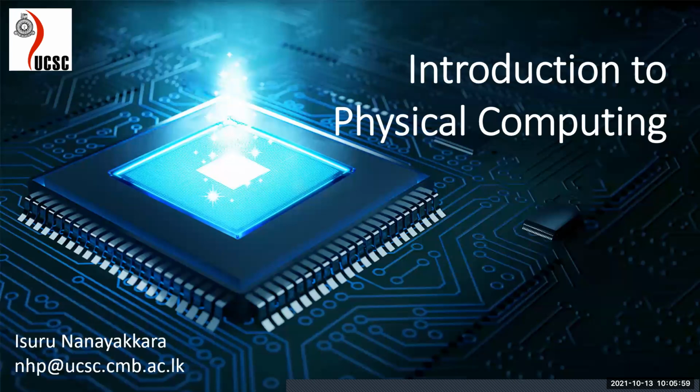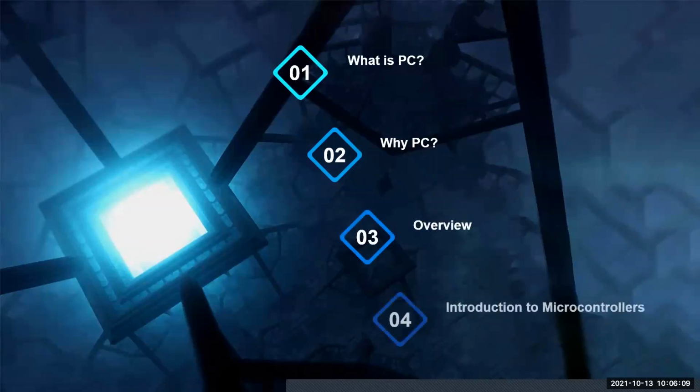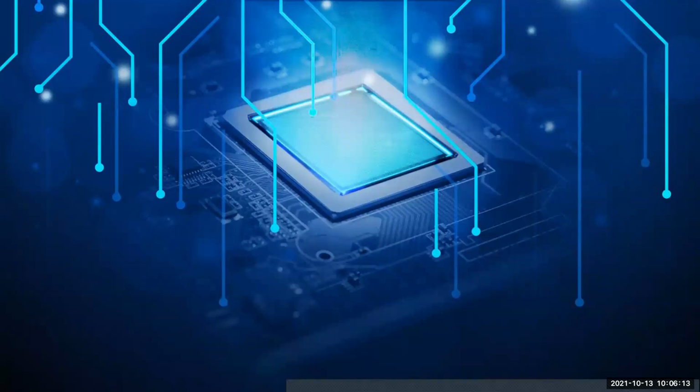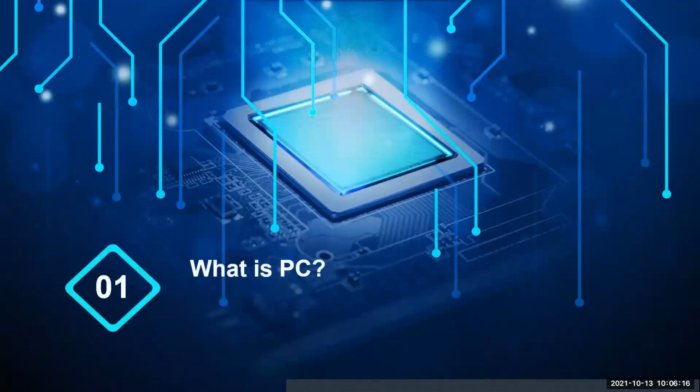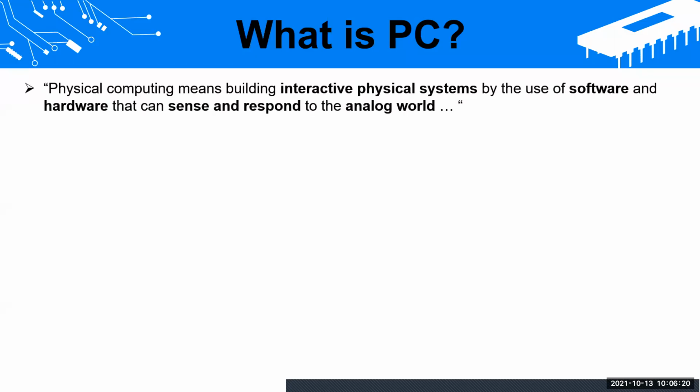So this is our roadmap for today, right? First we discuss what is PC. PC means physical computing, right? Then why we need physical computing and OUN. Then we move on to the microcontrollers, right? So the first one, what is meant by PC? PC stands for physical computing, right?